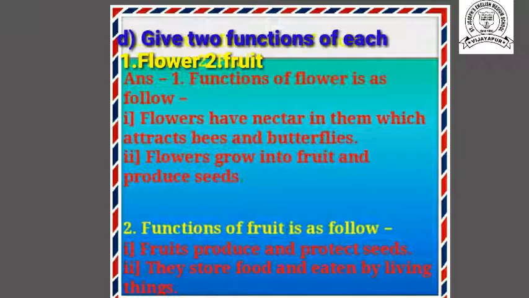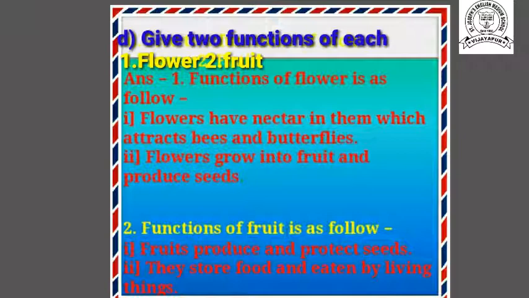Means flower, first of all, has nectar. And because of the nectar, insects are attracted, and this nectar is converted into what? Honey. Now these flowers grow into fruit and it produces seeds. That's why the flower is called the reproductive part of a plant, because when we sow the seed, it gives another plant.